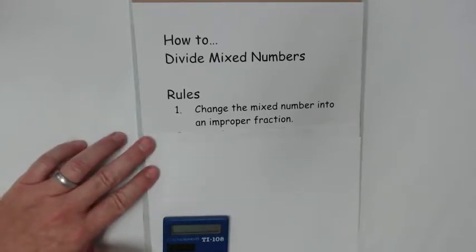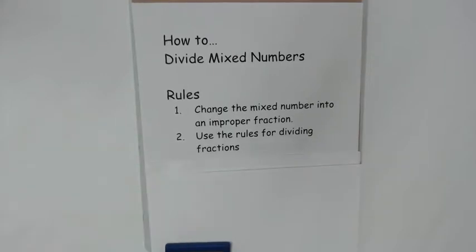Once you change it to an improper fraction, then you need to use the rules for dividing fractions. I'm going to put a link in the corner over here on my video on how to divide fractions, what those rules are. But I'm also going to go over it in this first example that we're going to do. So change the mixed number into an improper fraction and then use the rules for dividing. The rules for dividing are flip the second one or write the reciprocal, change the division to multiplication, or as the elementary teacher would say, keep, change, flip.